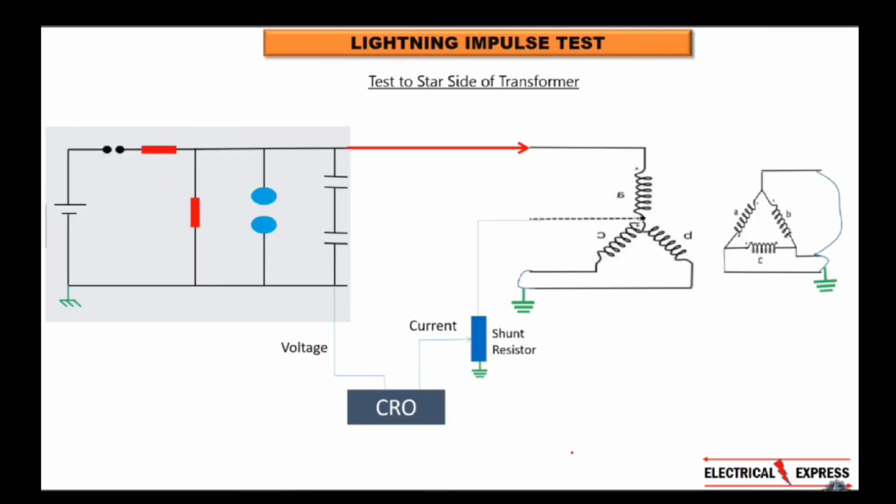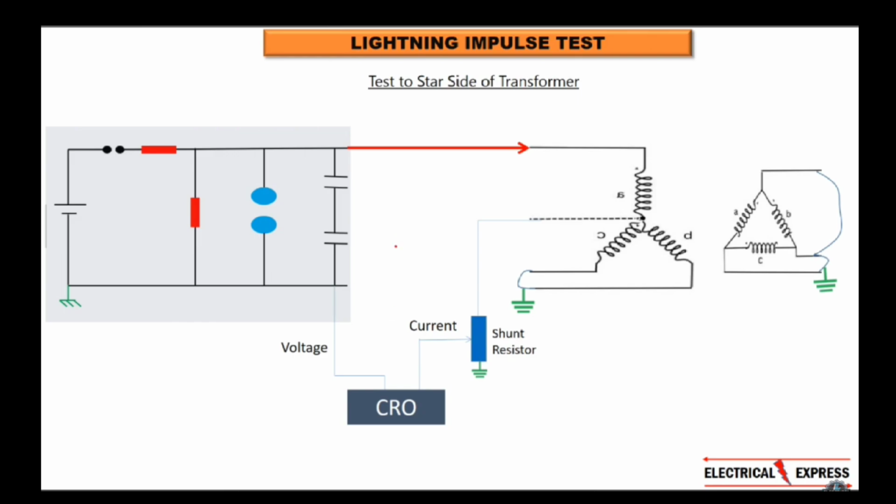Friend, next we understand that when we test lightning impulse, how do we connect it to a transformer? Whenever we test lightning impulse, it is a very high voltage test. We also call it a destructive test. What does it mean? The more high voltage we apply, the more we are trying to degrade the insulation of the transformer. So we should do it a minimum number of times and follow whatever safety precautions are there.